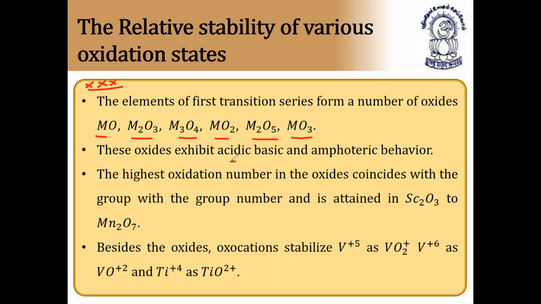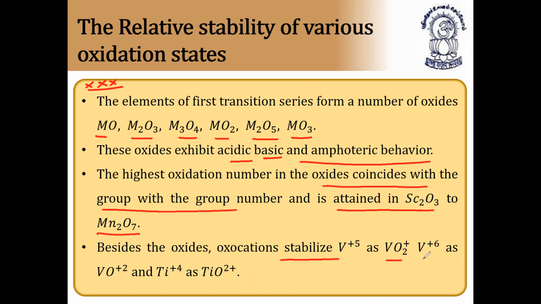These oxides exhibit acidic, basic, and amphoteric behavior. Very, very important. All the types of oxides are forming. The highest oxidation number in the oxides coincides with the group number and is attained from scandium, that is Sc2O3, to Mn2O7. Besides the oxides, oxocations stabilize V plus 5, VO2 plus, V plus 6 as VO2 plus, and Ti plus 4 as TiO2 plus. So besides the oxides, they form oxocations.